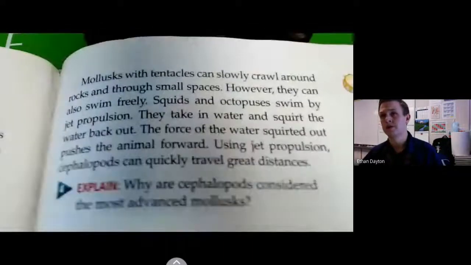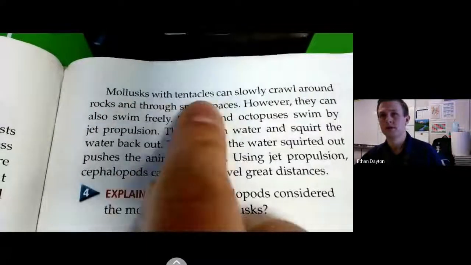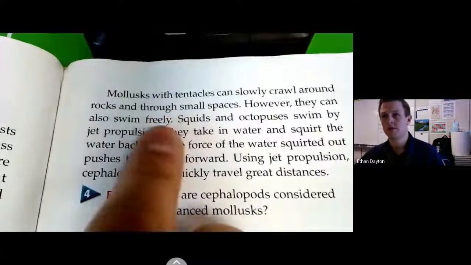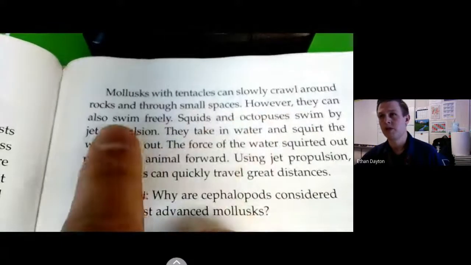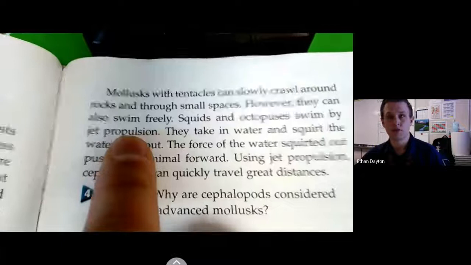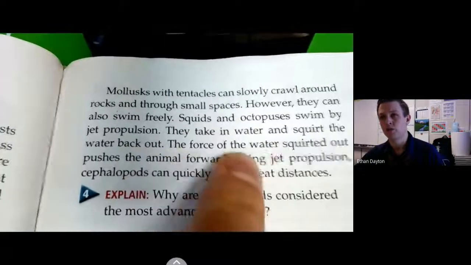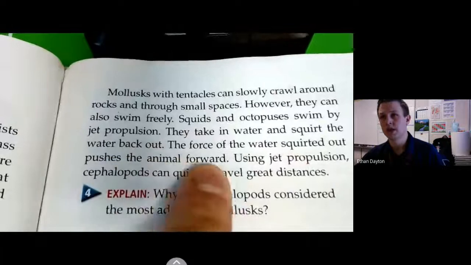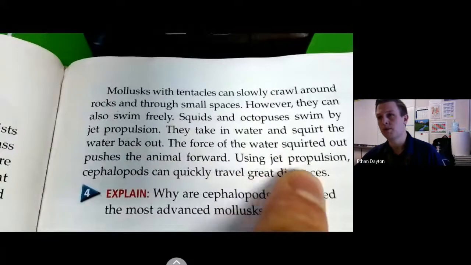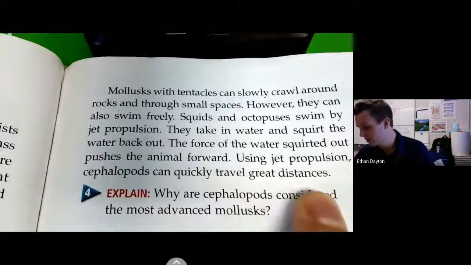We're continuing to talk about that. Over in this paragraph, it says, mollusks with tentacles can slowly crawl around rocks and through small spaces. However, they can also swim freely. Squids and octopuses swim by jet propulsion. They take in water and squirt the water back out. The force of the water squirted out pushes the animal forward. Using jet propulsion, cephalopods can quickly travel great distances.